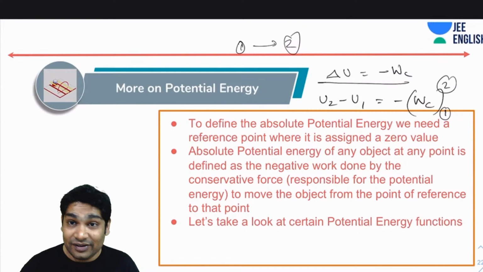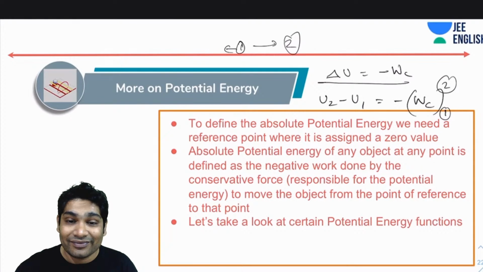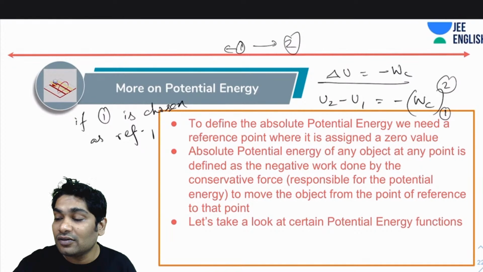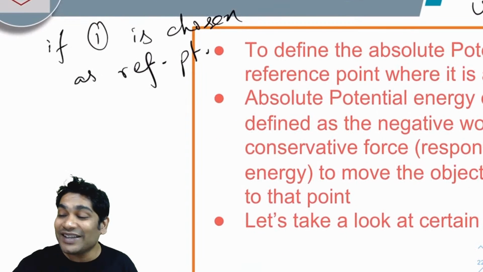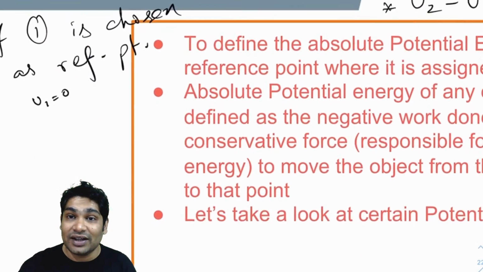So suppose I say position 1 is my reference point. Hello Harshu. So once I've decided position 1 is my reference point, I will say that u1 is 0. Choosing a reference point means that I am saying that the potential energy there will be 0. Now if I substitute these things in this equation, then what will I do?